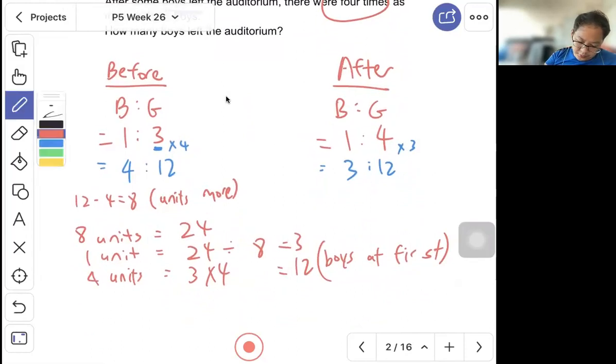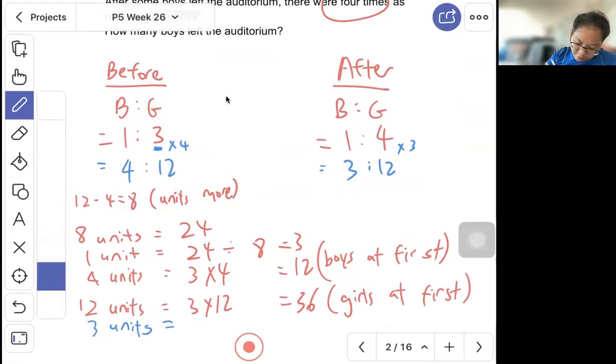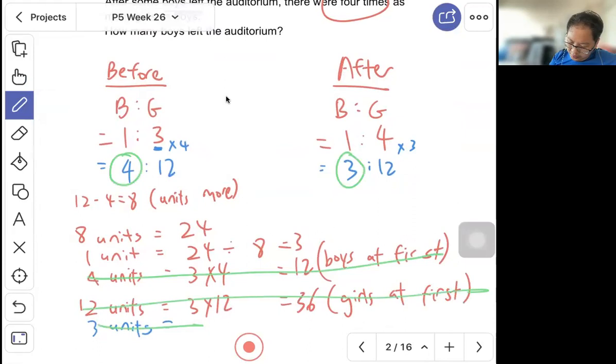Next, this is the 12 units, so there will be 3 times 12, which is 36. So there were 36 girls at first. Next, I need to find the 3 units also. Actually we don't need to, because if you look carefully, from 4 to 3, 4 minus 3 is 1 unit. And the answer is 3 boys left the auditorium.